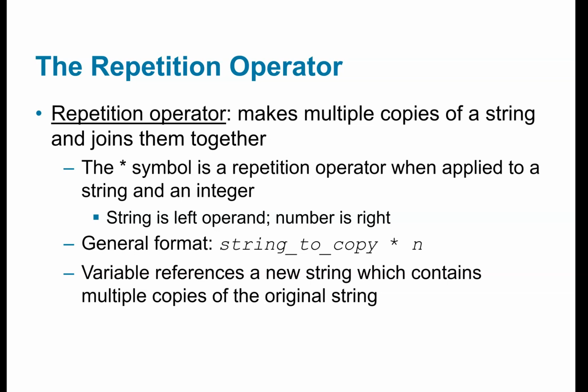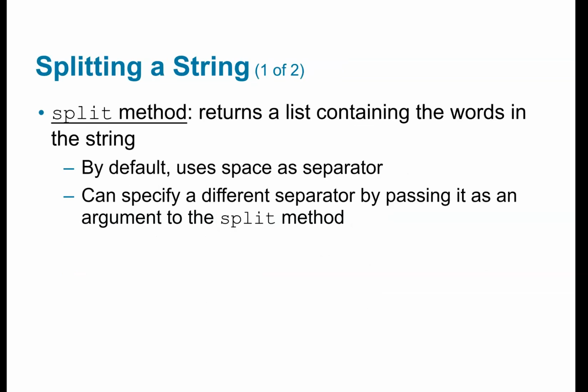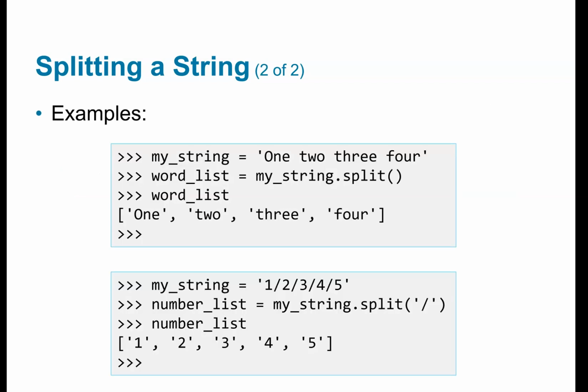Okay, another useful operation is the split method. It returns a list containing the words in the string. By default, it uses space as a separator, but we can change that separator as well. So here, my string 1, 2, 3, 4, word list equals my string dot split, then word list. So this is a faster way to do what we just did. Here, we can change it to a slash.